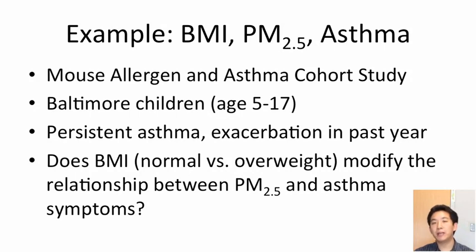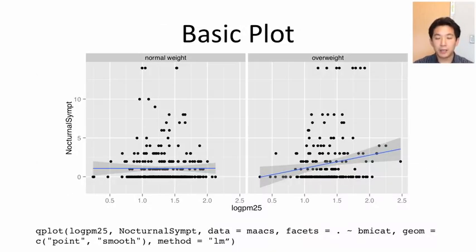So do children with different BMIs respond differently in terms of their asthma symptoms to exposure to PM 2.5? That's the basic question that we want to answer here. So here's a basic plot.